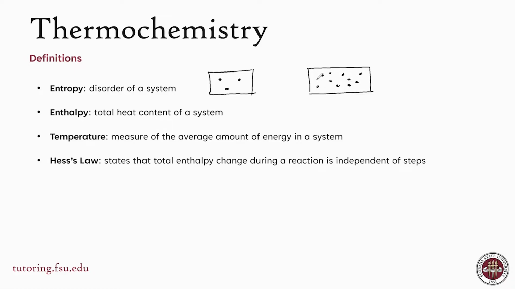So in this box on the right, it's a much more disordered system, right? There's a lot more particles inside of that box, and they're all banging into each other, and there's just a lot going on. So the box on the right has a greater entropy than the box on the left.